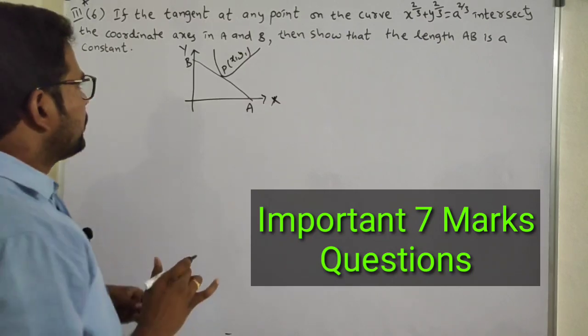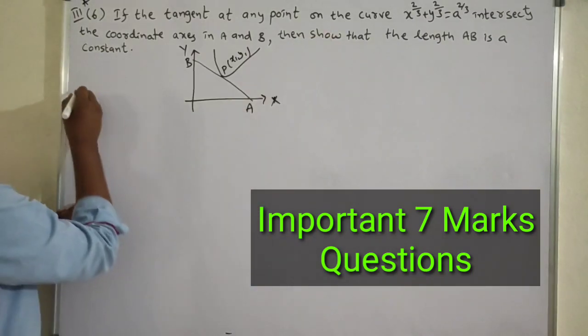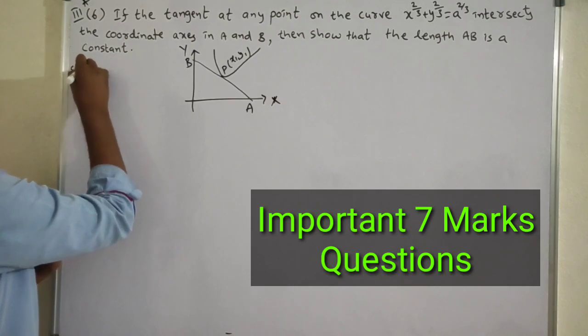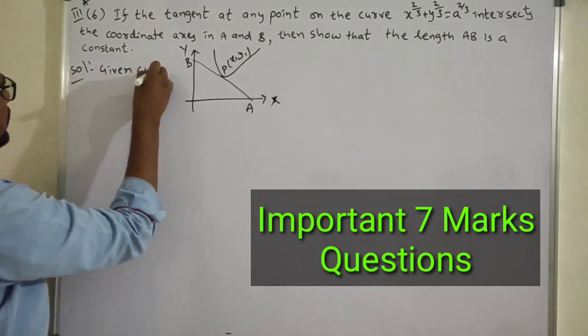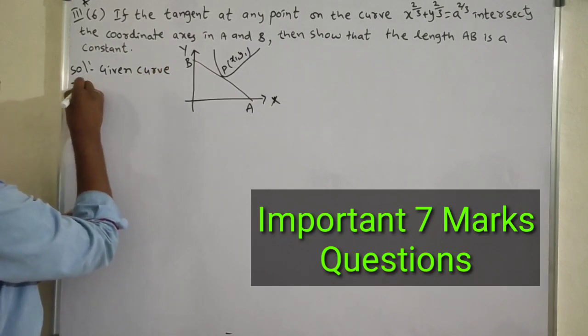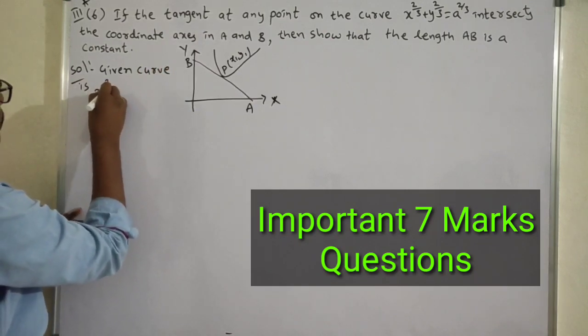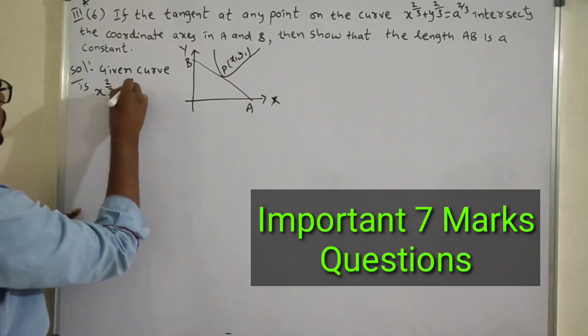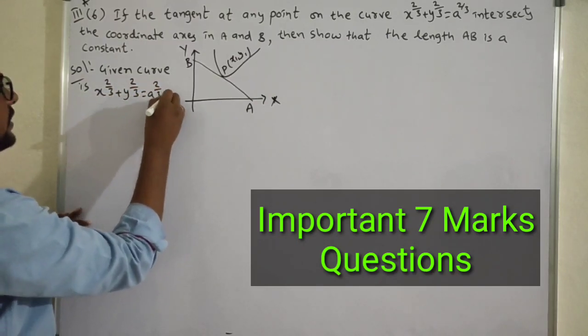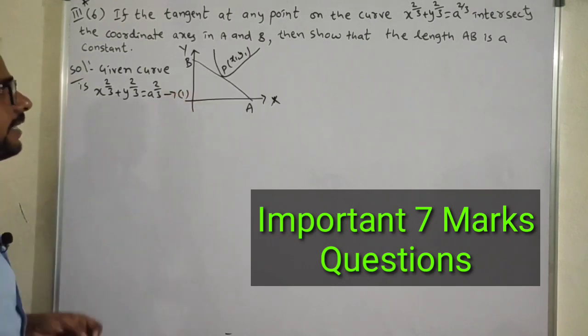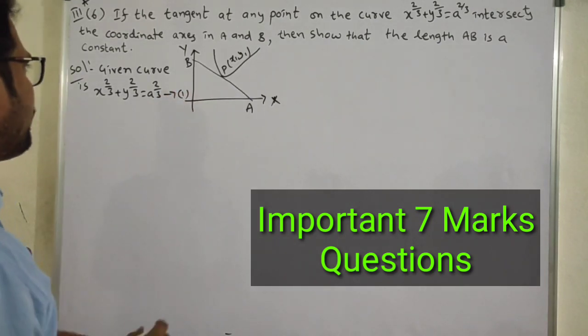What is given? Given curve is x power 2 by 3 plus y power 2 by 3 is equal to a power 2 by 3. Take it as equation number 1.